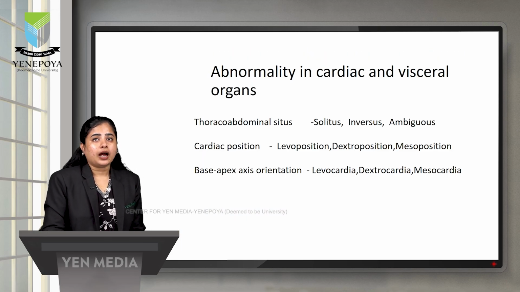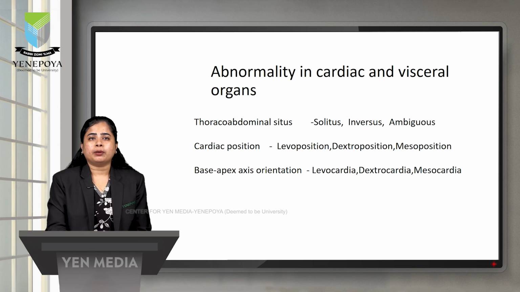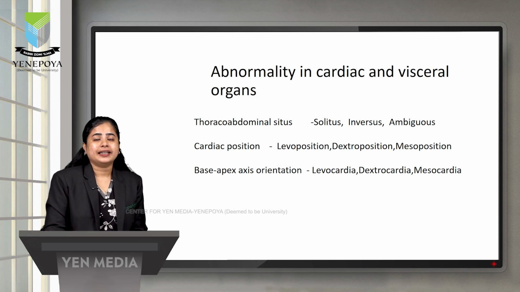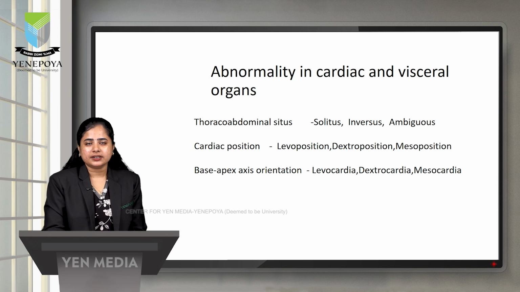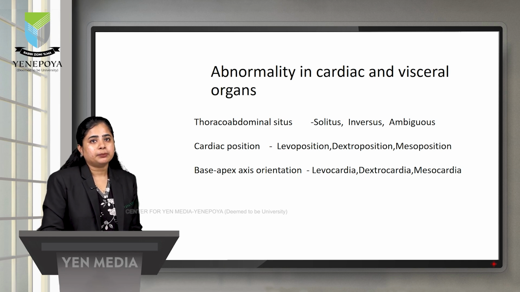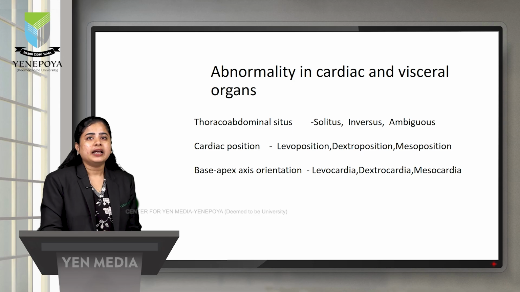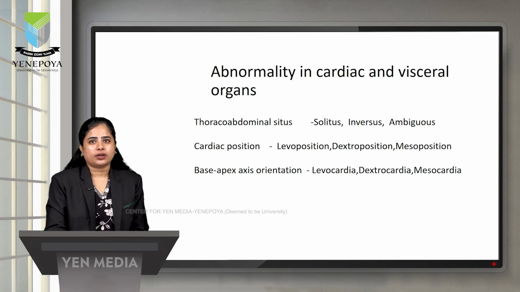So these are the abnormalities. When we come to the thoraco-abdominal situs, we can have solitus, inversus and ambiguous conditions. Cardiac position can be levoposition, dextroposition or mesoposition. It's nothing but levocardia, dextrocardia and mesocardia.